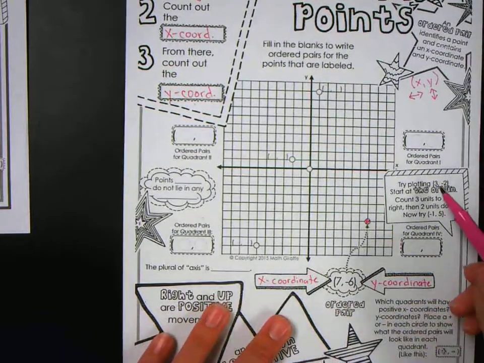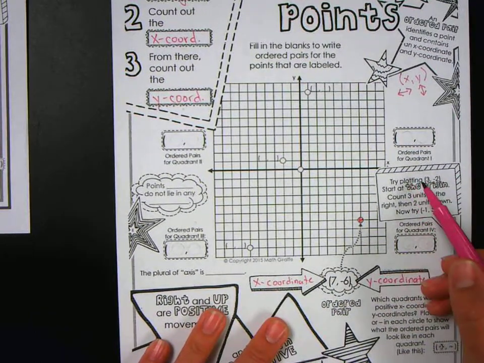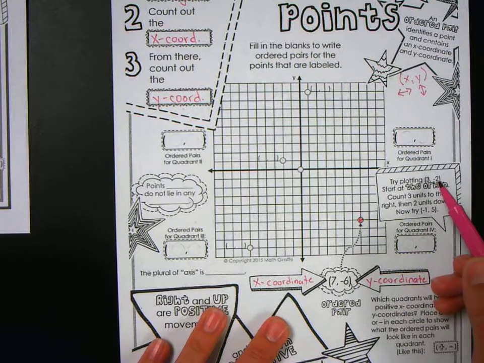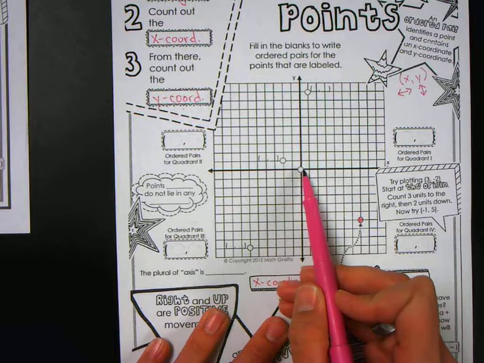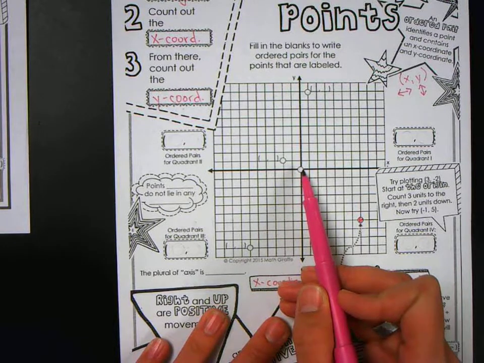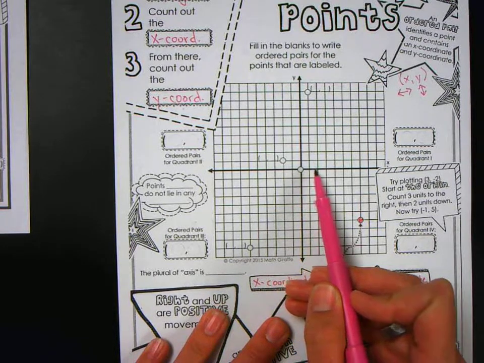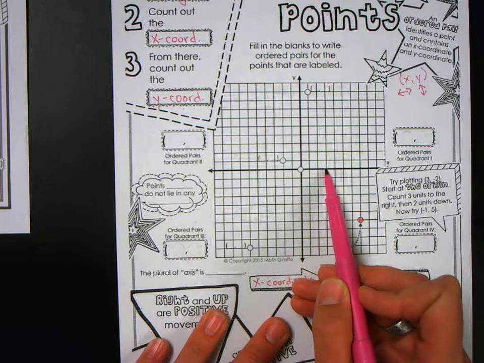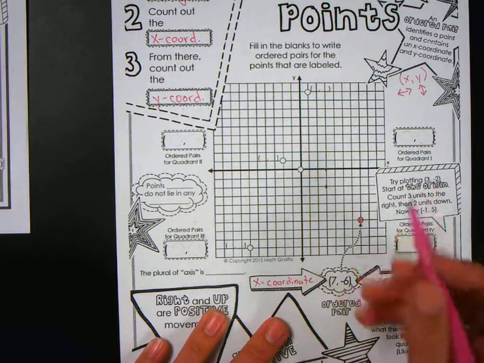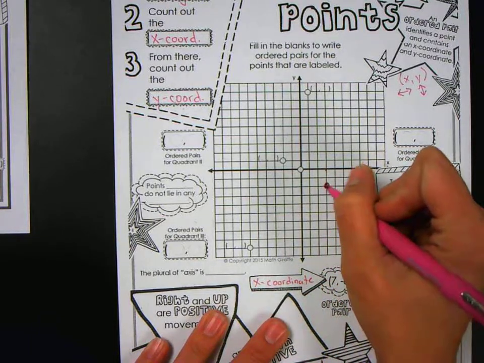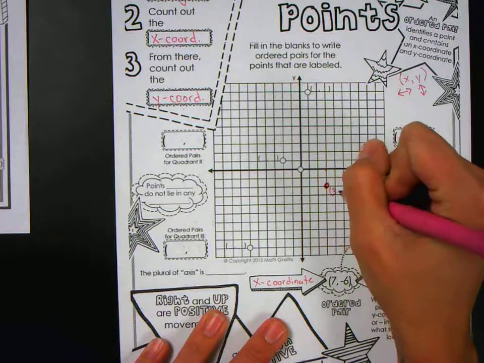Let's practice plotting some points. Try plotting +3, -2. Start at the origin. Okay, so we're going to start at the origin. We're going to count 3 units to the right because 3 is our x coordinate. 1, 2, 3. And then from this point, I'm going to go down 2 units because that's -2. 1, 2. So I'm going to stick a dot there. And I also want to label it +3, -2.